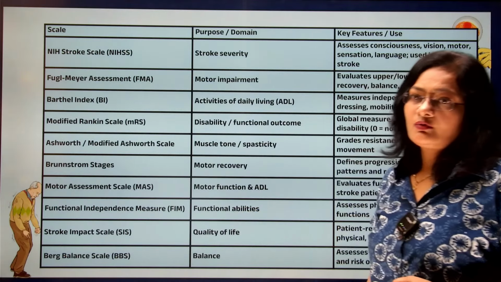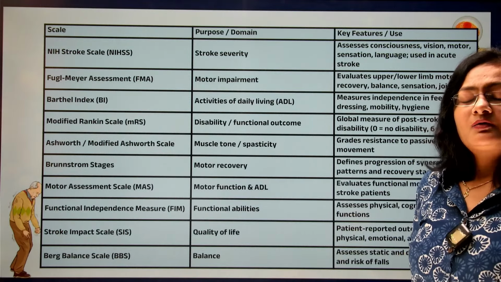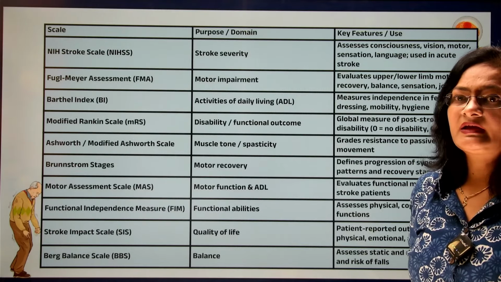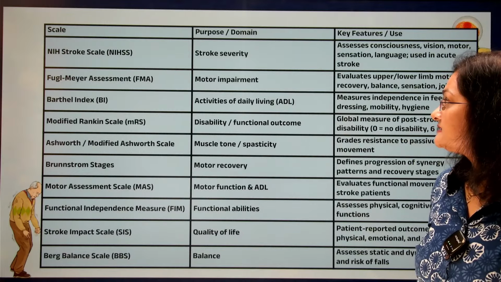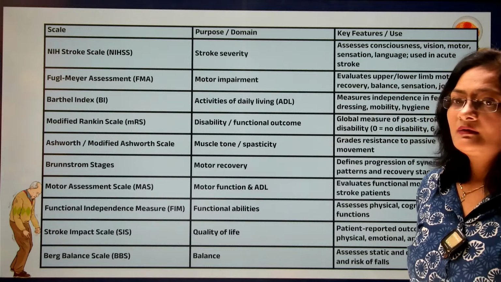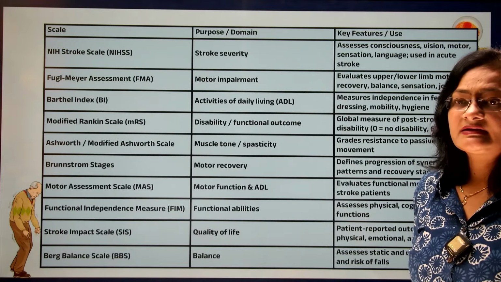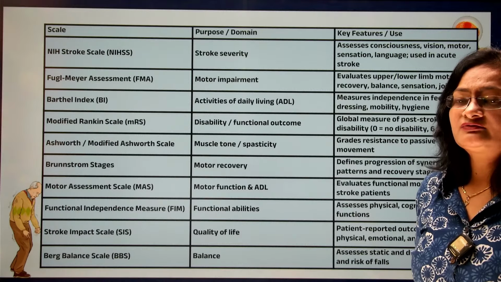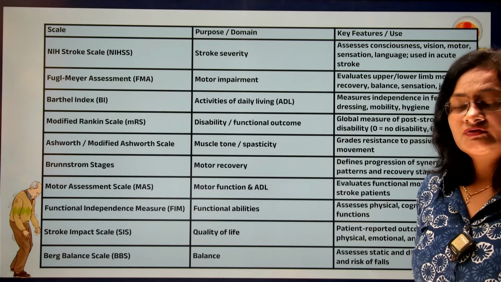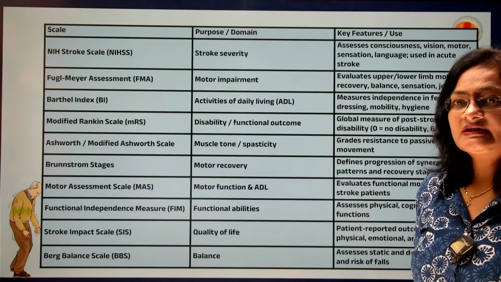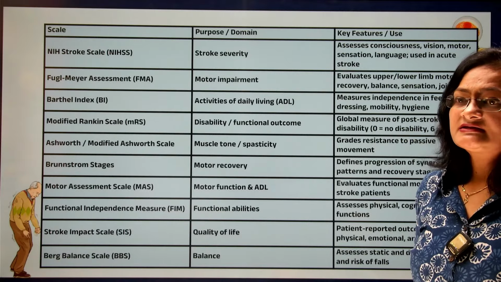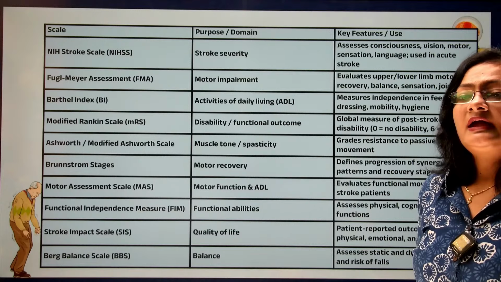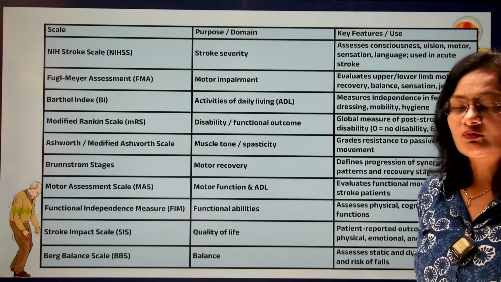So before we go for the assessment, some of the commonly administered scales for the stroke are mentioned here. So the first scale is the NIH stroke scale, which is also known as NIHSS. The component which it assesses is the stroke severity. So it is also known as the stroke severity scale. It assesses consciousness, vision, motor, sensory, language, and it is most commonly useful in acute stroke.